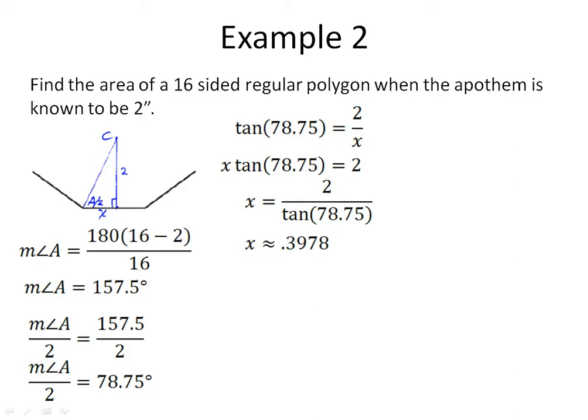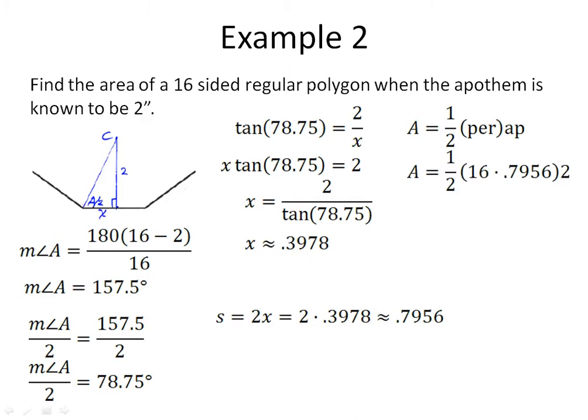Okay, so the side length is going to be 2 of the x's, so that tells us that 2 times 0.3978 is approximately 0.7956. So each side is 0.7956, so we can get the perimeter by multiplying 16 times 0.7956. Okay, so the area is equal to 1/2 of the perimeter times the apothem. So we fill it in, 1/2 of 16 times 0.7956 times our apothem length, which was 2. So that gives us the area of this particular 16-gon is approximately 12.73 inches squared.